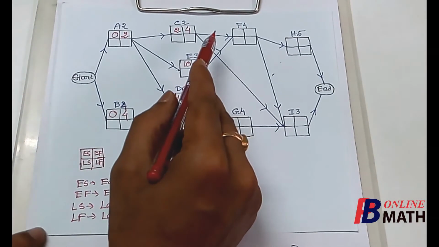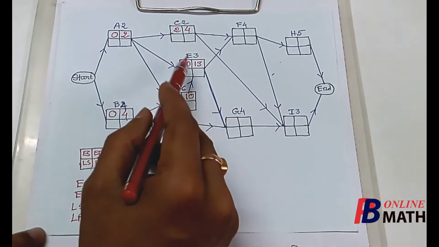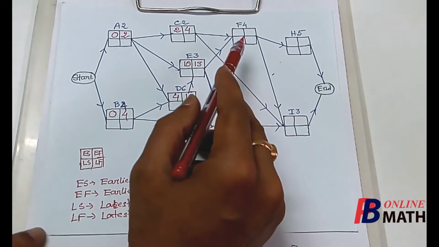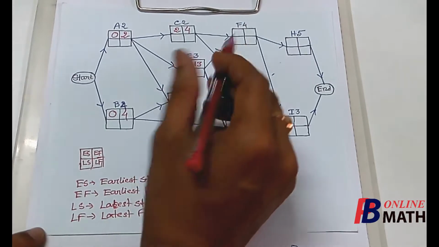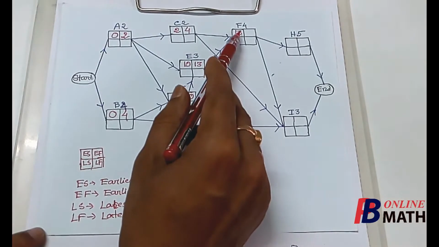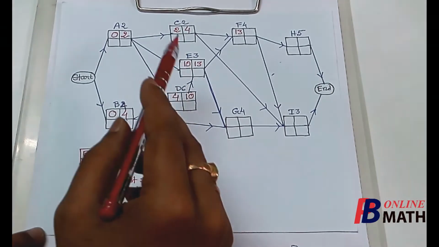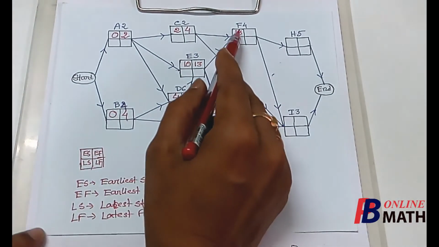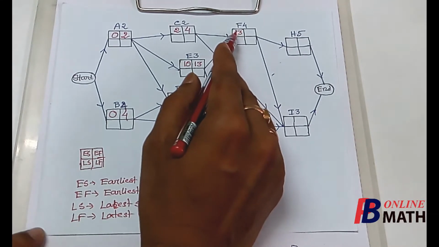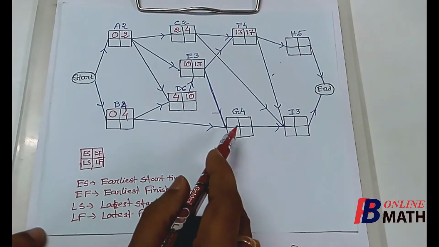Now activity F can be started only if both the activities C and E are completed. Here we find that the earliest finish times are 4 and 13. So the activity F can be started after 13 days. This is the earliest start time of the activity F, because after 13 days both the activities C and E are completed. Now the activity F requires 4 days. So earliest finish time of the activity F is 13 plus 4, which is 17. We consider the next activity G.